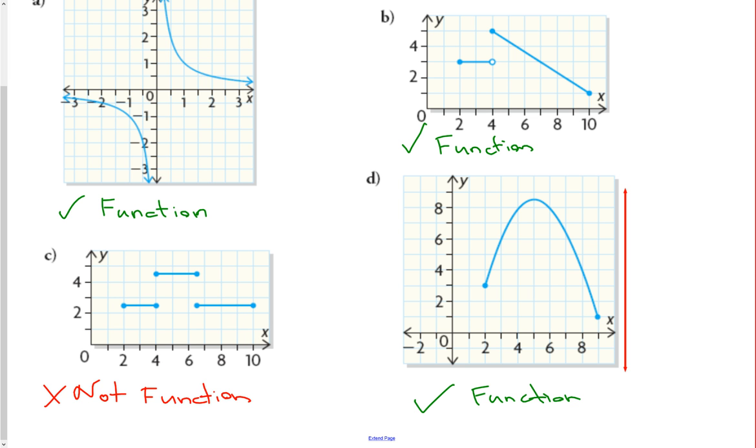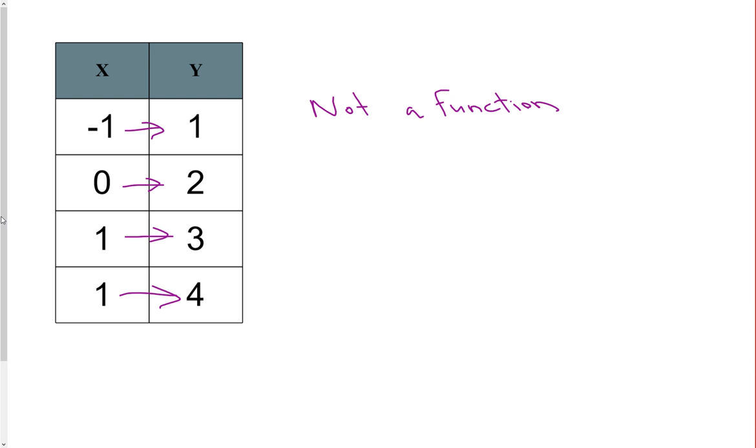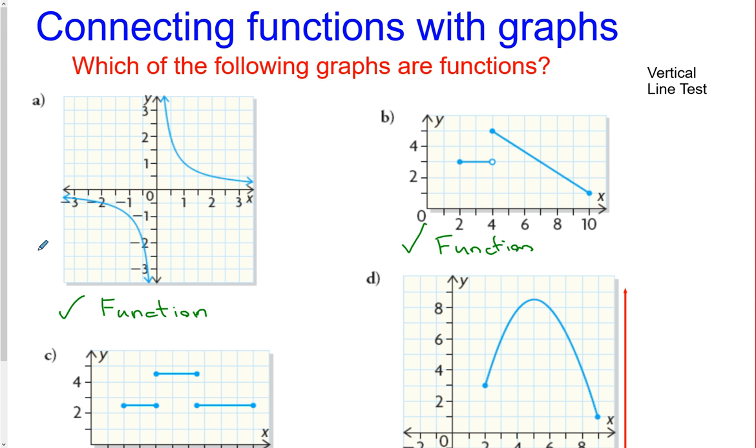Just a couple of thoughts here. We could look at an expression using algebra and think about, okay, is there any number we can put in where we would get 2 different answers? That will tell us if it's a function or not. We could look at a table of values and see if a certain x value, a certain input, gives us 2 different y values. That would tell us if it's a function. We could also do the vertical line test, and that would tell us if it's a function.